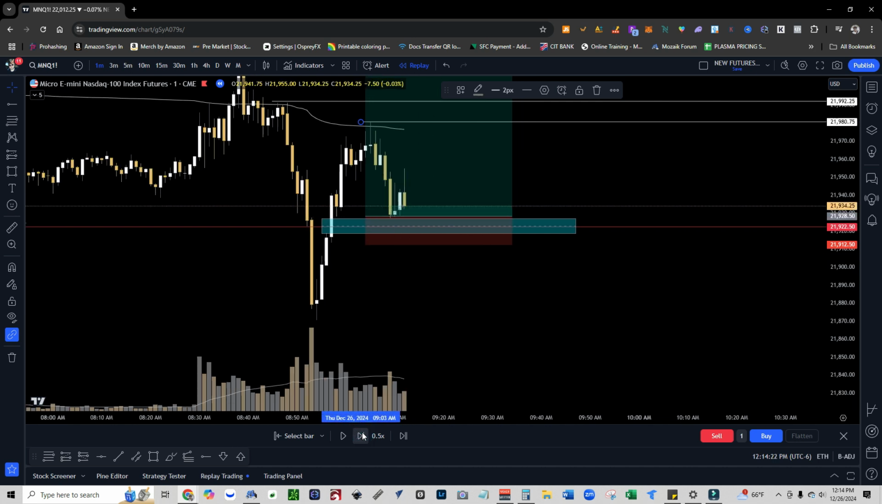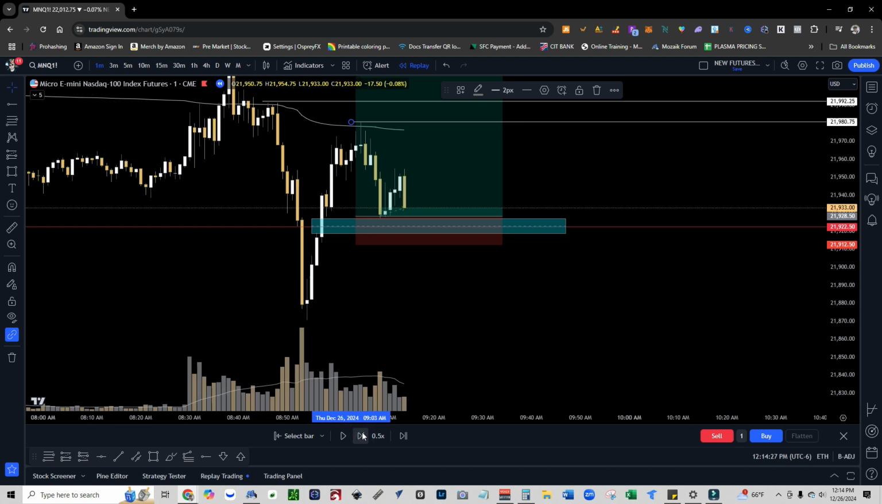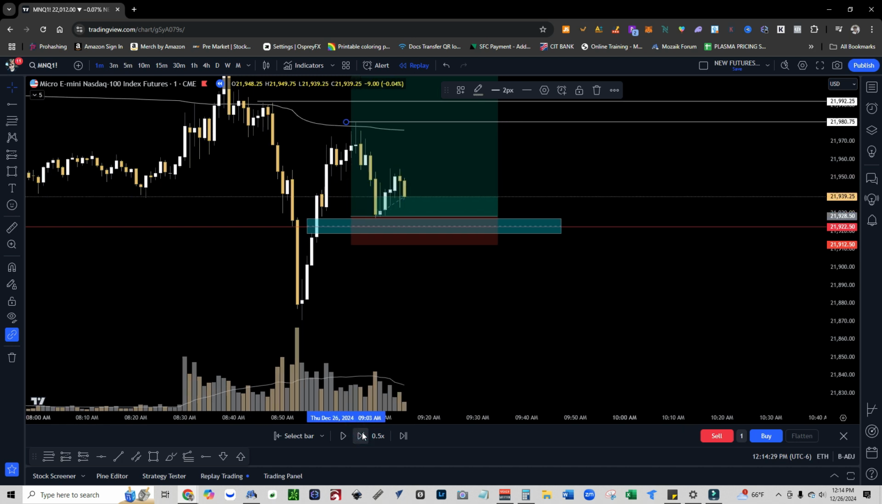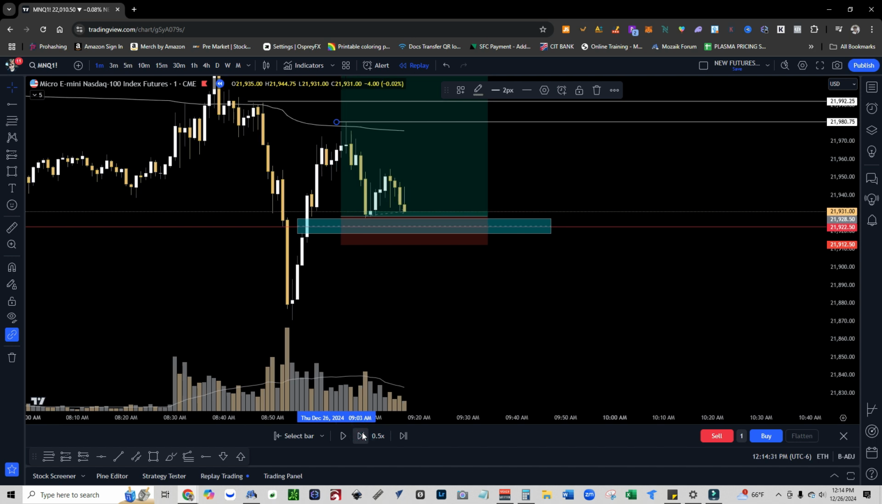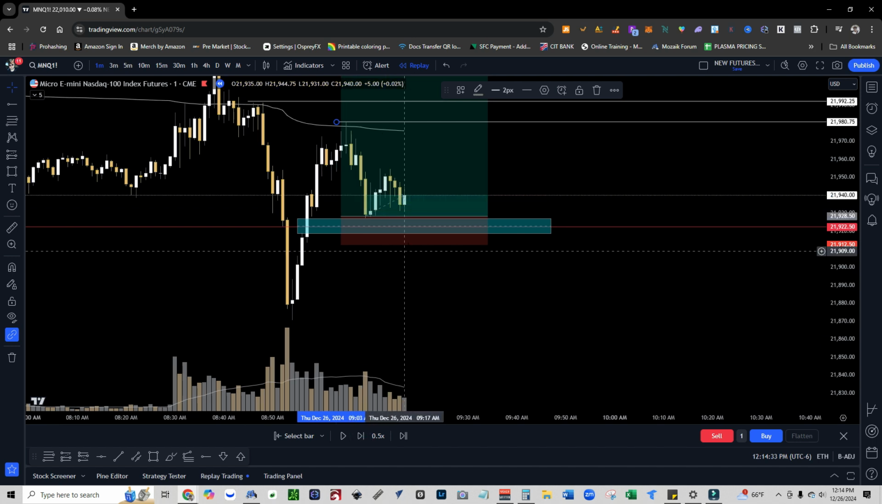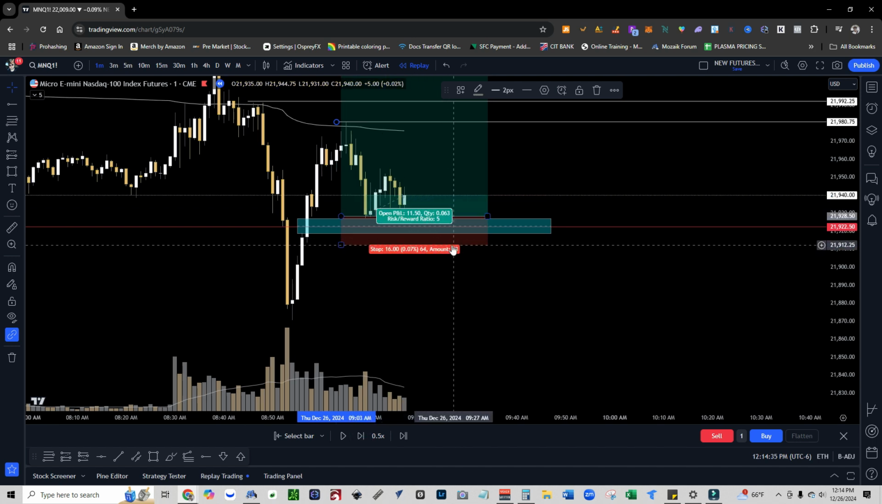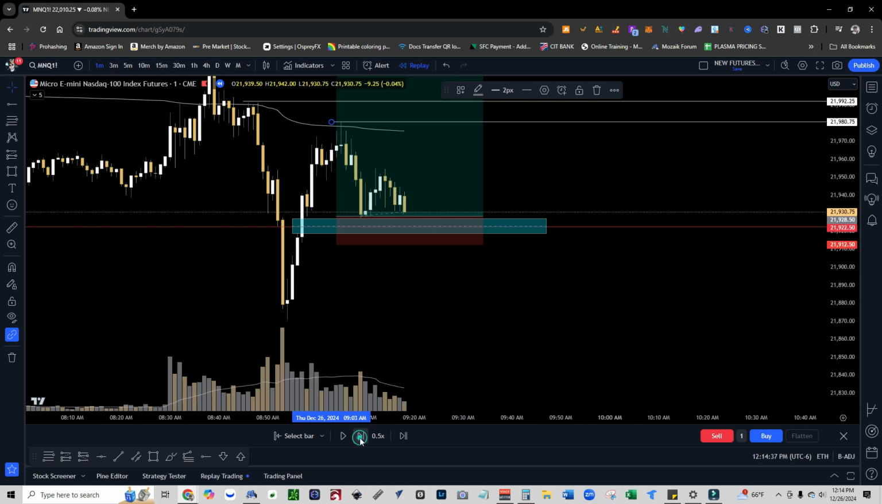All right, and then boom, we got that bounce off, right? So everything is looking good. We're in the green. Now we're coming back down, going back up. See, so it can chop around for a little bit, but you're just chilling, man, because as long as they don't close below here, you're good, man. So we're just chilling, we're watching.